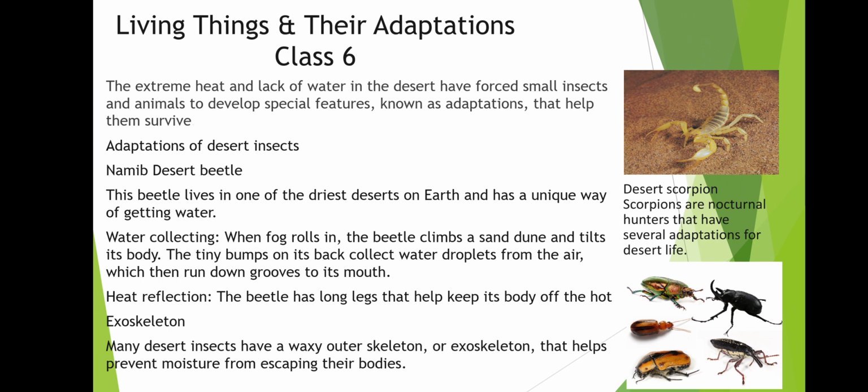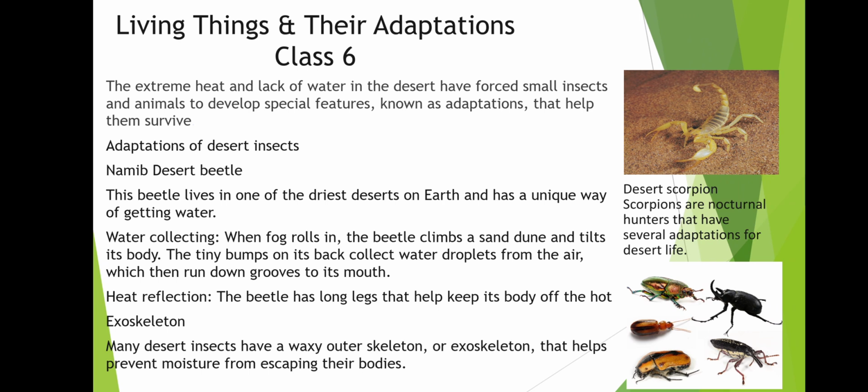Now the desert beetle, Namib desert beetle. This beetle lives in one of the driest deserts on earth and has a unique way of getting water. Water collecting when fog rolls in. The beetle climbs a sand dune and tilts its body. The tiny bumps on its back collect water droplets from the air, which then run down grooves to its mouth.